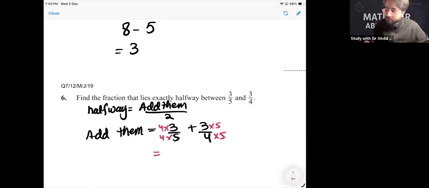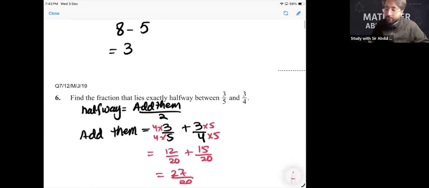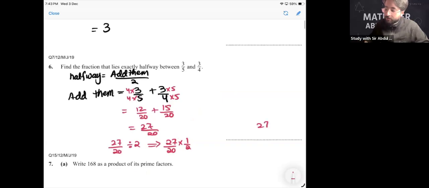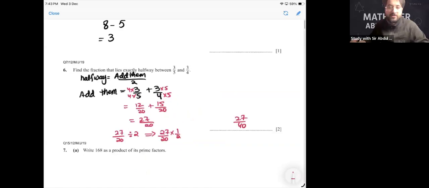So 4 threes are 12 divided by 20, plus 3 fives are 15 divided by 20. That is 27 divided by 20. Now divide by 2 as well. Dividing by 2 means 27 divided by 20 multiplied by 1 over 2. So the answer is 27 over 40. And this question came for 2 marks in a Cambridge examination. Yes or no? Easy peasy.